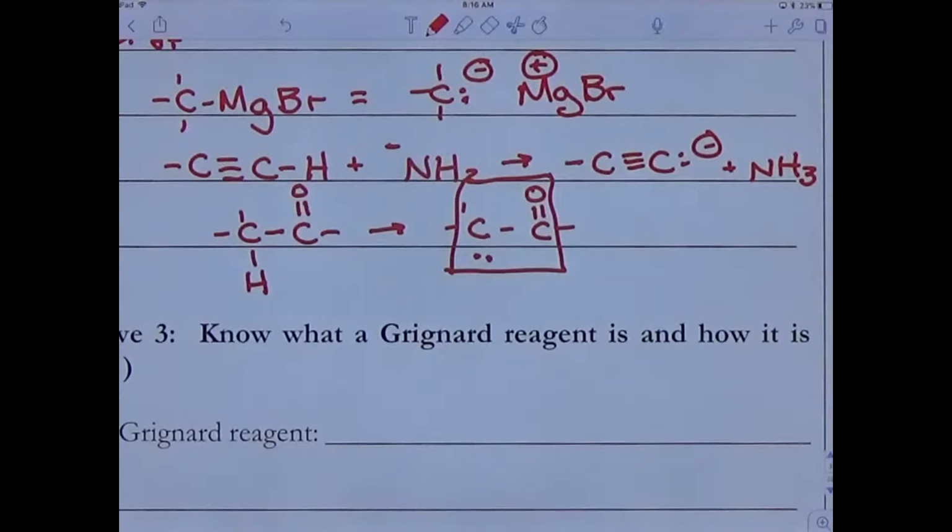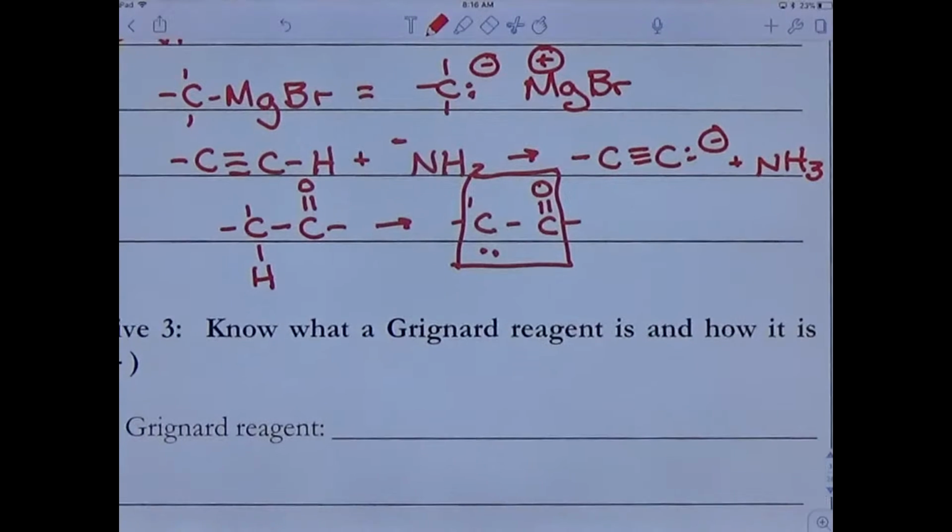So we talked about the Grignard, which is the one with magnesium bromide, on Friday, and we also talked about pulling off the hydrogen from that carbon with a triple bond. I'm hoping to get to the last case today.